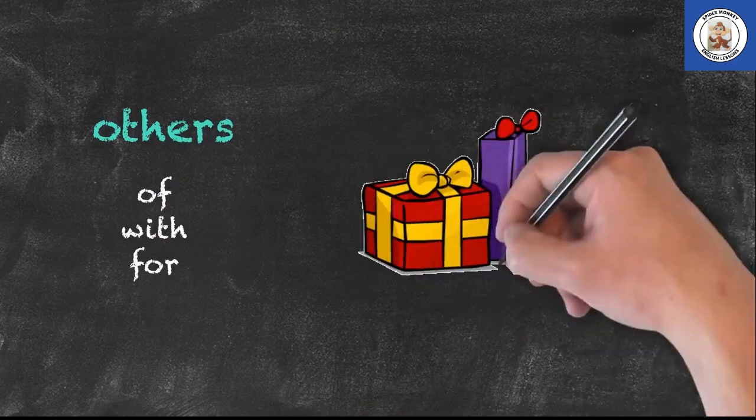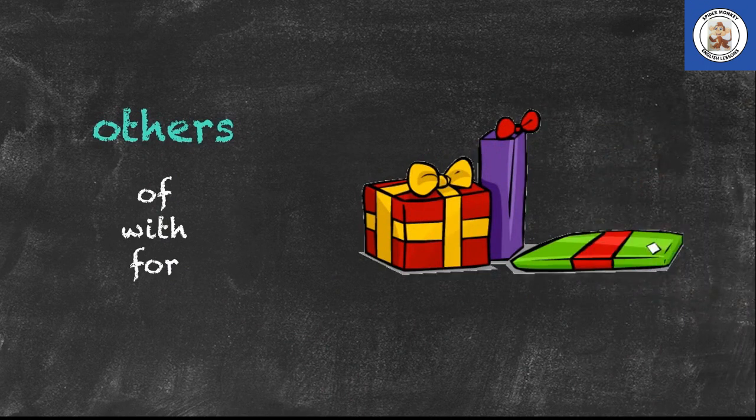I could say, this is a gift for Gary. Again, I'm showing a relationship between Gary and the rest of the sentence. Of course, the prepositions listed here are just a small example of all the prepositions.